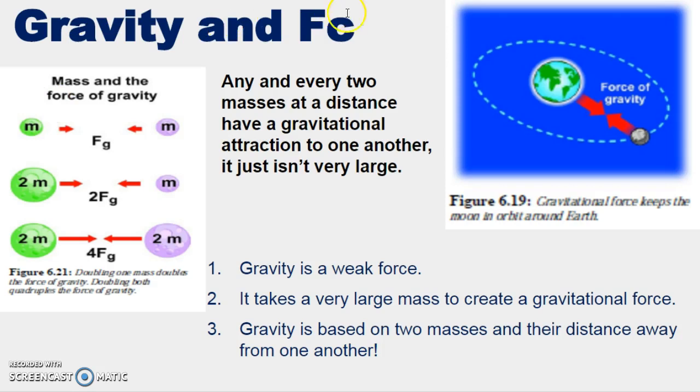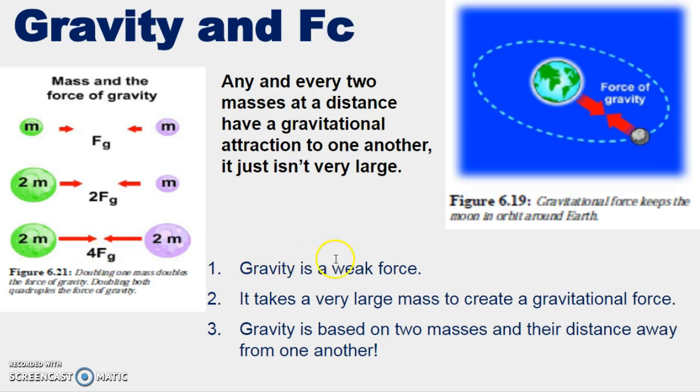So, gravity and centripetal force. Any and every two masses at a distance have a gravitational attraction to one another. It just isn't very large. If I look at the relationship here, mass and the force of gravity: if I have a mass and a mass at some distance, there'll be some gravity. If I double one of the masses, it's going to have twice the force of gravity. If I double both of the masses, the gravity is going to be 4 times, because I multiply m1 times m2, and it's going to be 4 times.